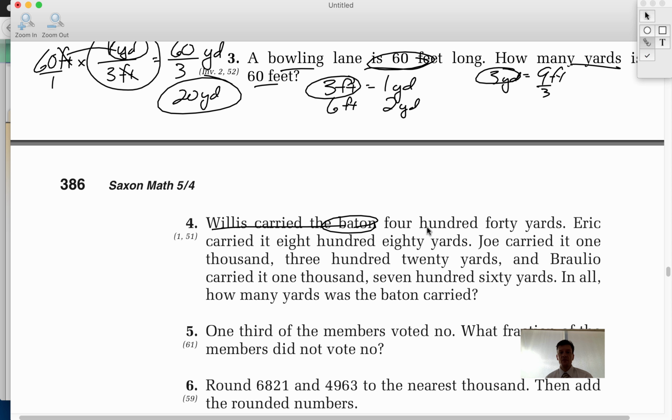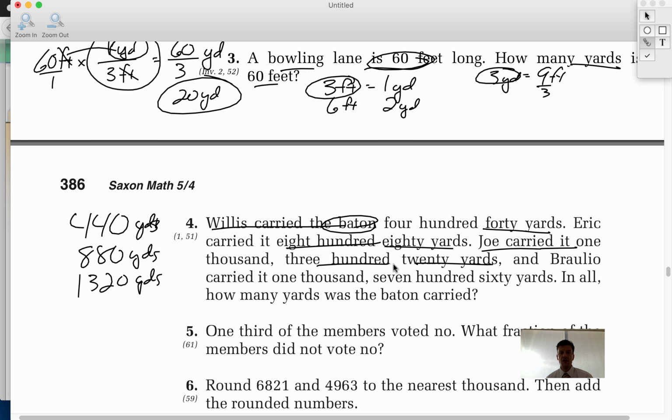Willis carried the baton 440 yards. I'm just kind of gathering information here. Eric carried it 880 yards. Joe carried it 1,320 yards. And Braulio carried it 1,760 yards. In all, how many yards was the baton carried? So you're going to add up all of those numbers.